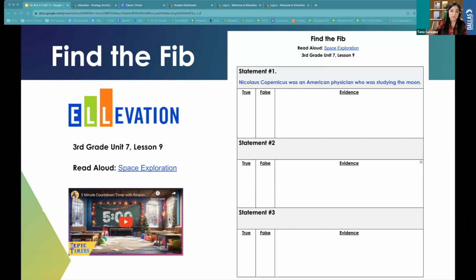So the statement number one says Nicholas Copernicus was an American physician who was studying the moon. Is it a truth or a lie? Using your Zoom tools, please stamp using the stamps or the chat. I see some answers. You can put the correct answer, and you can also write the evidence in the chat. So what is the sentence that has the correct evidence in the text?